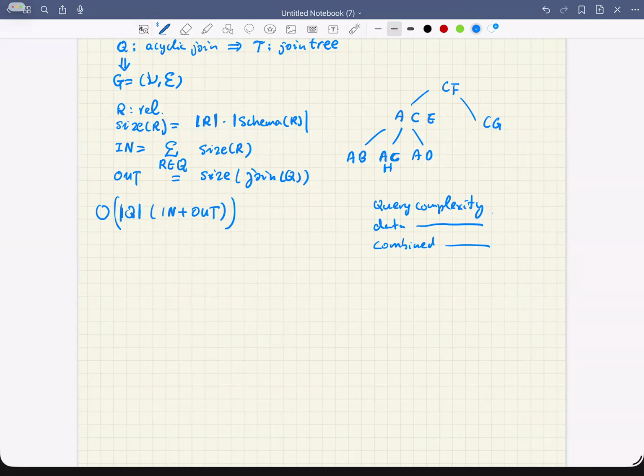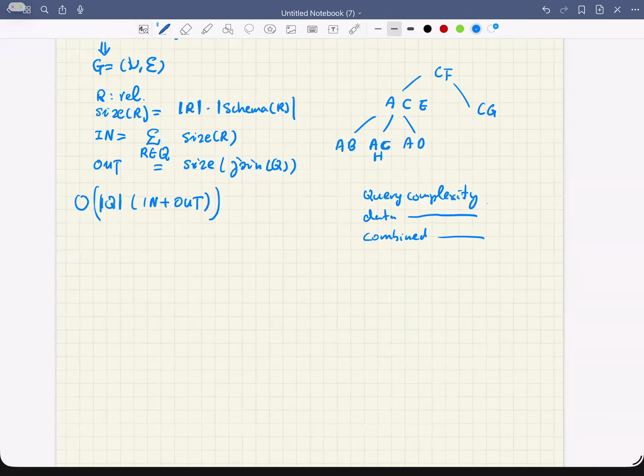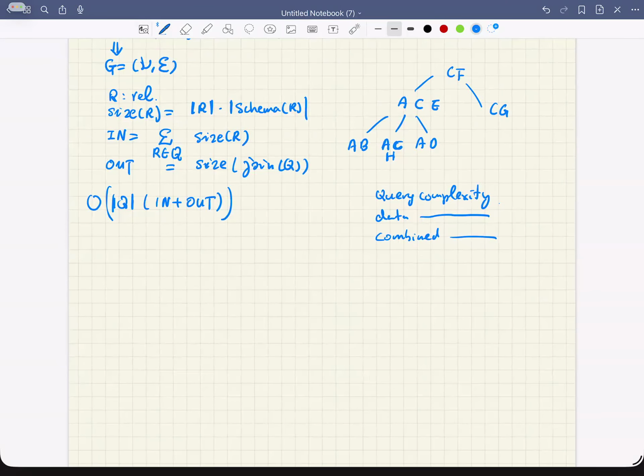So this algorithm is able to achieve this bound, and that's known as Yannakakis's algorithm. Somebody would say, oh, last time you said this emptiness algorithm is Yannakakis's algorithm, and this one is also Yannakakis's algorithm. Yes, that's correct.